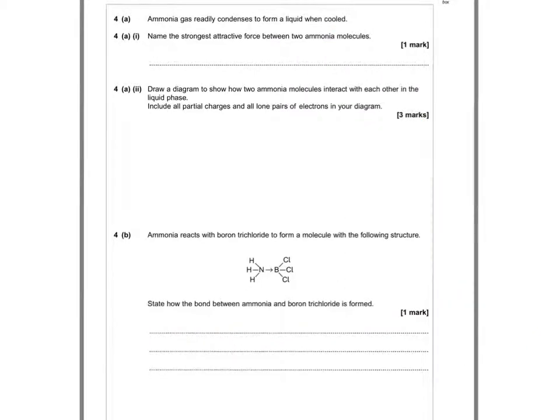Right, question 4. Name the strongest attractive force between two ammonia molecules. Okay, ammonia, as you should know, is NH3. So therefore we've got nitrogen bonded to hydrogen. That should be very easy, and most people got it right, so well done. Hydrogen bonds. Don't just write hydrogen, it's got to be hydrogen bonds. Part 2, draw a diagram to show how two ammonia molecules interact with each other. Include all partial charges and all lone pairs of electrons in your diagram.